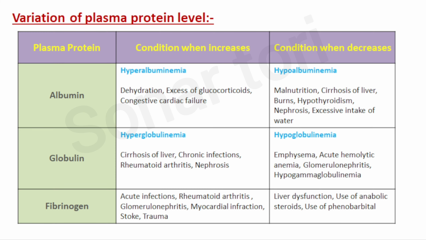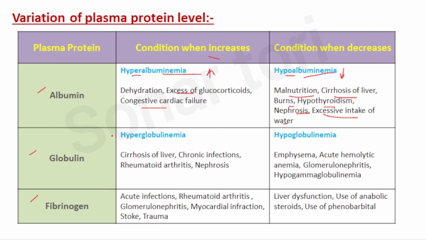Then the variation of plasma protein level. Plasma proteins include albumin, globulin and fibrinogen. The condition when the albumin level is increased is called hyperalbuminemia, and when the level of albumin is decreased, it is called hypoalbuminemia. In hyperalbuminemia, dehydration, excess of glucocorticoid, and congestive cardiac failure occur, and in hypoalbuminemia, malnutrition, cirrhosis of liver, burns, hypothyroidism, nephrosis, and excessive intake of water occur.